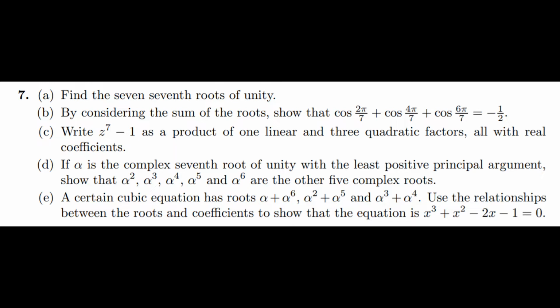And then for part E, we're asked: a certain cubic equation has roots alpha plus alpha to the 6, alpha squared plus alpha to the 5, and alpha cubed plus alpha to the 4. Use the relationships between the roots and coefficients to show that the equation of this cubic is x cubed plus x squared minus 2x minus 1 equals 0. So this is what the student has asked for help with.